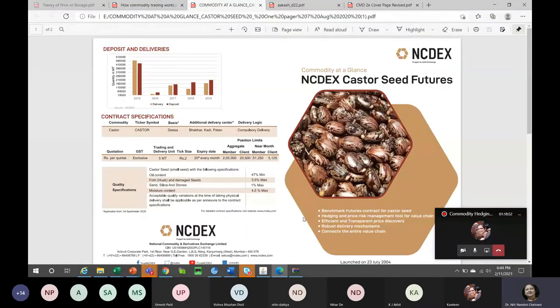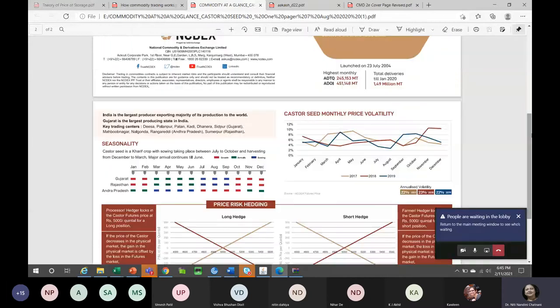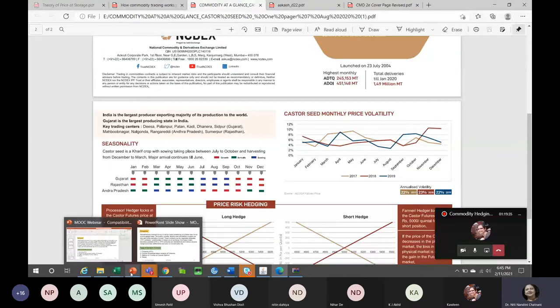So this is exactly what a futures contract will look like. It will look like a pre-decided, standardized kind of contract where the quantity, the quality, the date, and the location have been fixed. The only thing that you need to negotiate is the price. Right? So this is a futures contract, which is nothing but an exchange traded version of the forward contract.